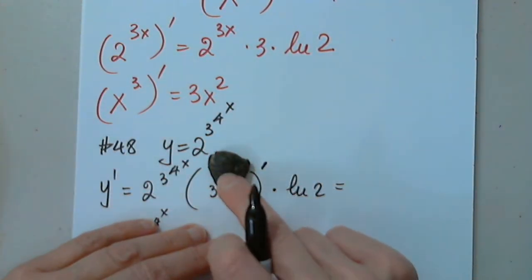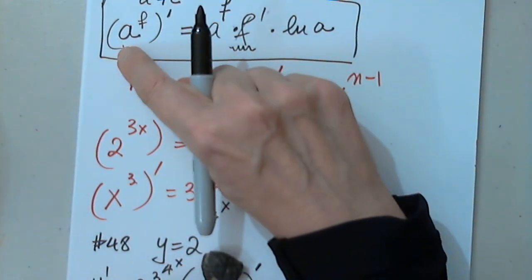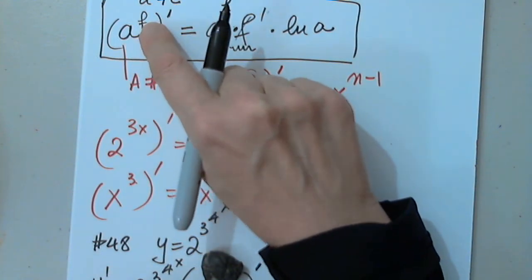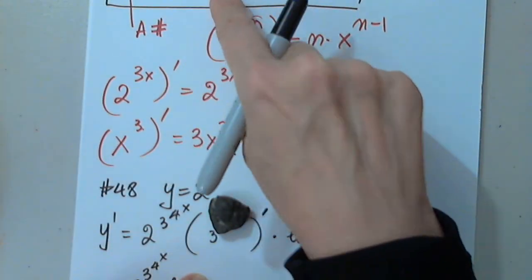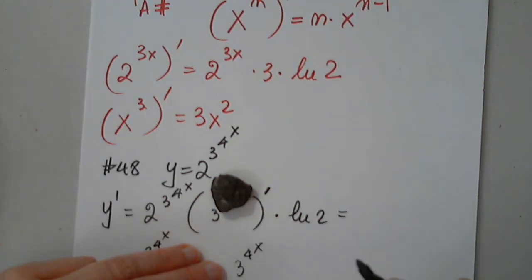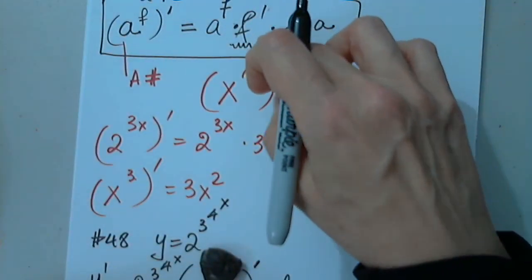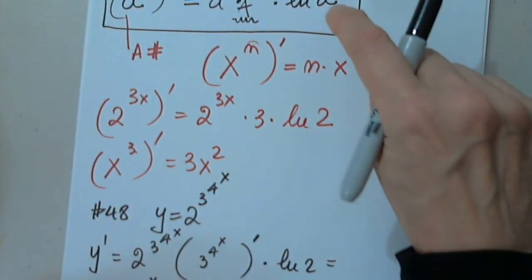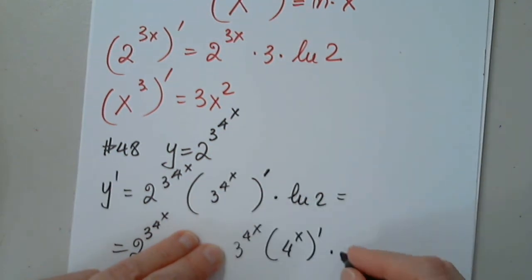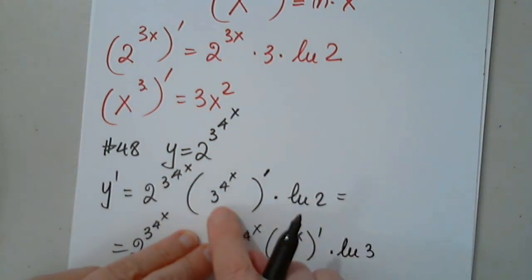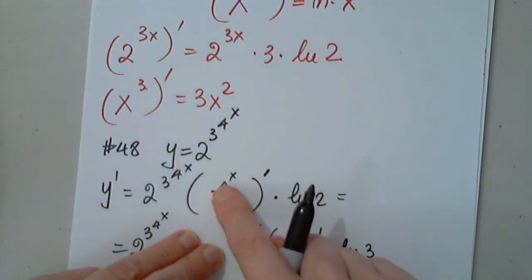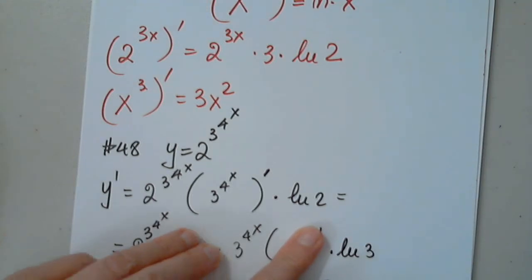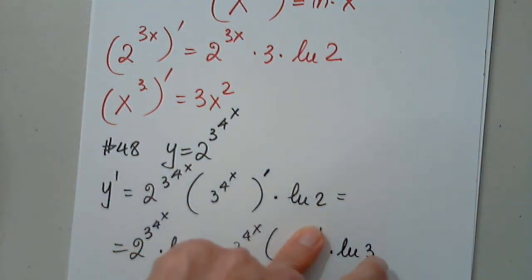So now I have a base to a power, to a function. How do I differentiate a base, a number, to a power? I have to copy the function, 3 to 4 to x. Then I have to copy in here 4 to x prime, and then I have to multiply by natural log 3. So I differentiated this. I copied the function, and I will immediately differentiate it, times natural log 3.